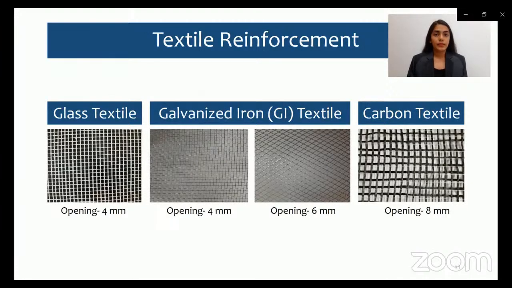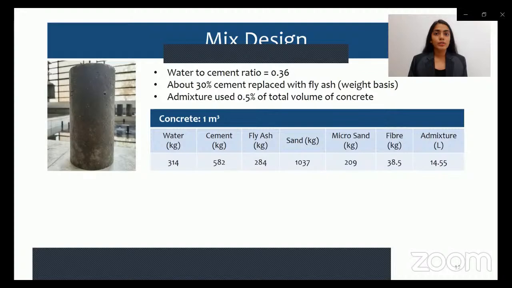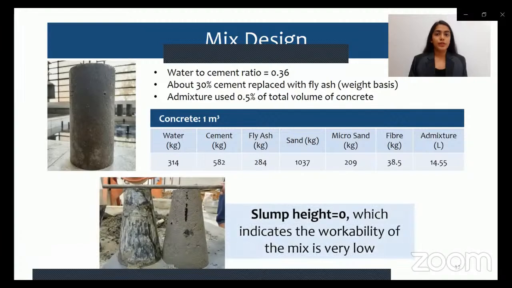Four types of textile reinforcements were used, which are glass textile, GI textile of square and diagonal orientation, and carbon textile. By several iterative attempts, we found a water cement ratio of 0.36 being highly effective with textile reinforcement, considering the replacement of about 30% of cement by fly ash. Slump height was found zero, which indicates that the workability of the mix is very low.